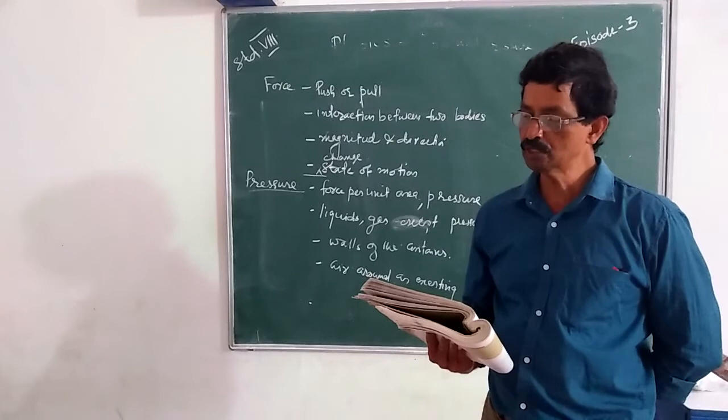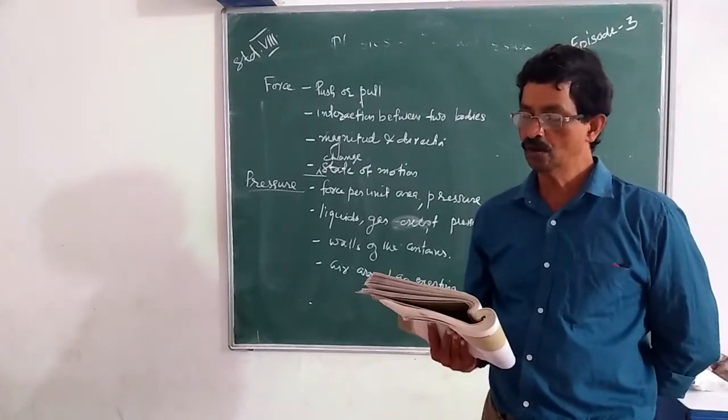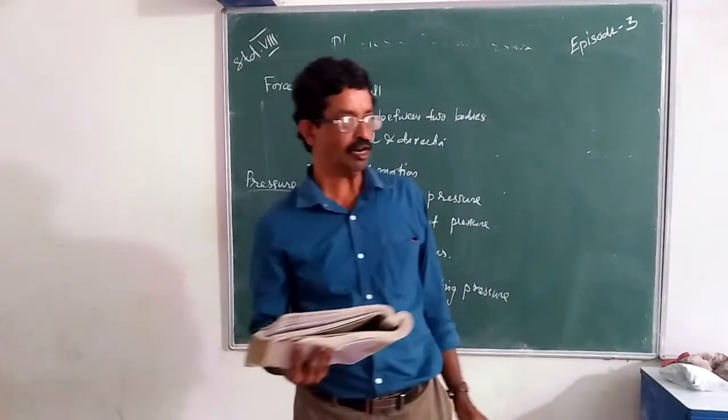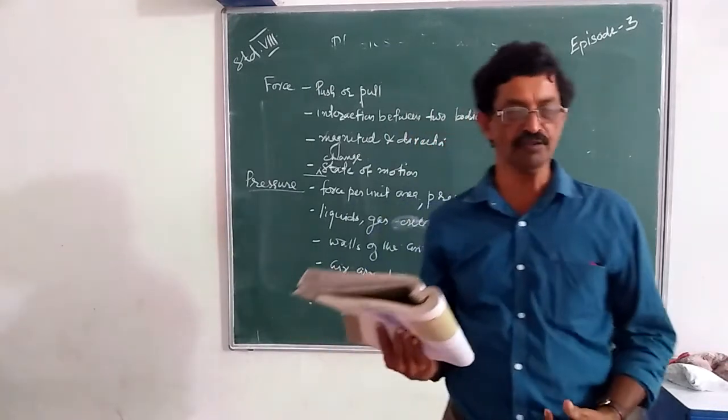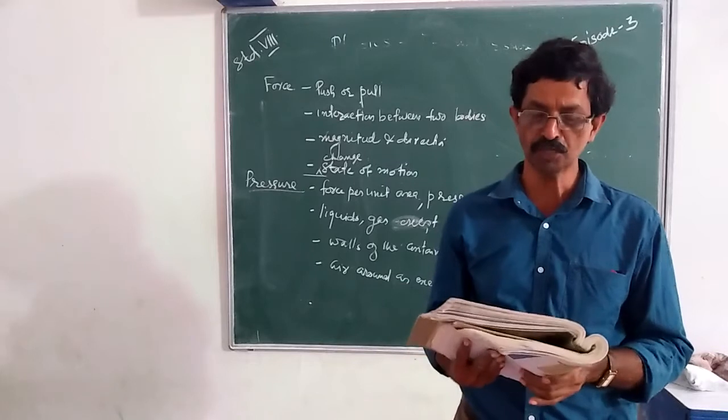While the arrow moves towards the target, what are the forces acting on it? Gravity, which is attracting it downward, and another one is the frictional force, which opposes its motion.